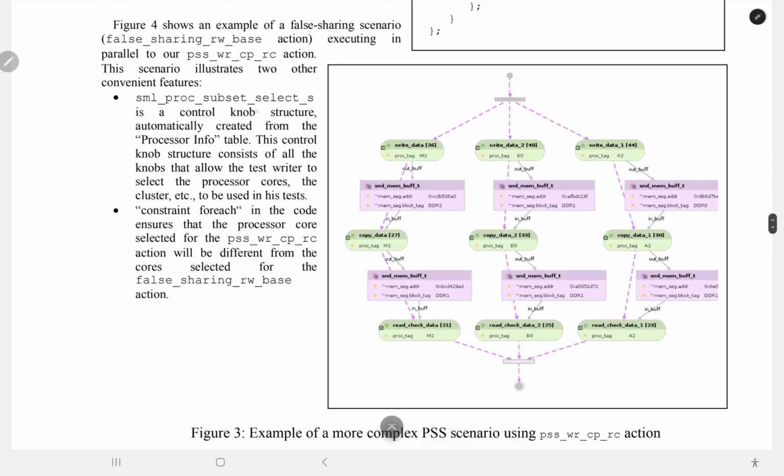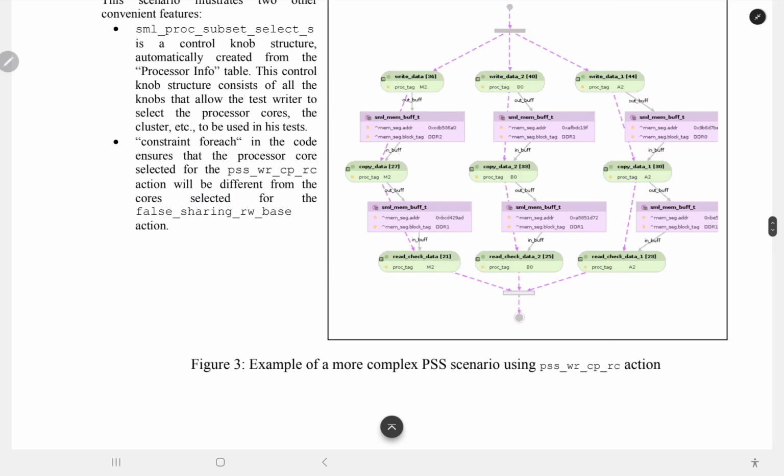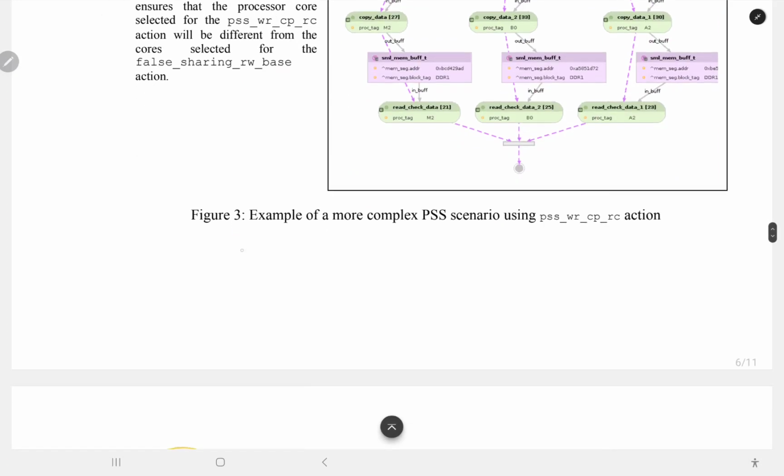SM1_processor_subset_select_S is a control knob structure automatically created from the processor input table. This control knob structure consists of all knobs that allow the test writer to select the processor cores, the clusters, etc. to be used in his testing. The constraint for each in the code ensures that the processor core selected for the PSS WRC PRC action will be different from the core selected for the force_sharing RW-based action.